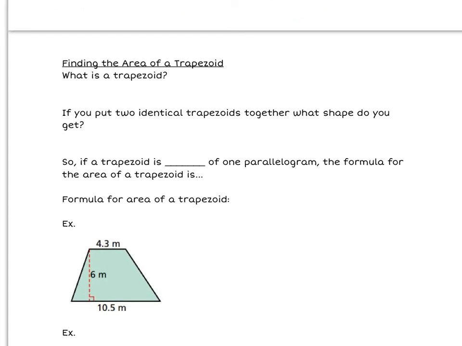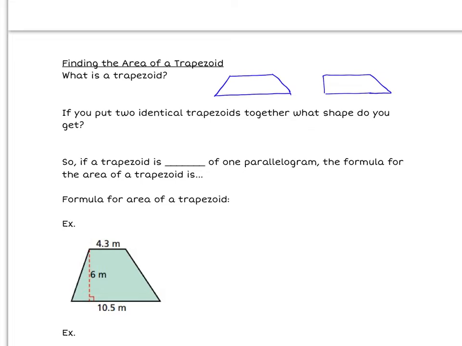The next thing you're going to have to do in there is finding the area of a trapezoid. So if we think about a trapezoid, it is a shape that has two sides that are parallel, and the other two sides are not parallel. So that would be a trapezoid. You could have a trapezoid that looks like this. So all kinds of different trapezoids out there. Two sides parallel, two sides not parallel.